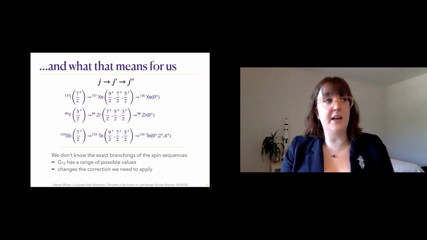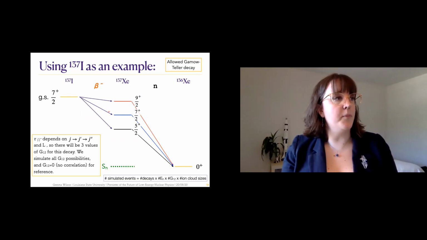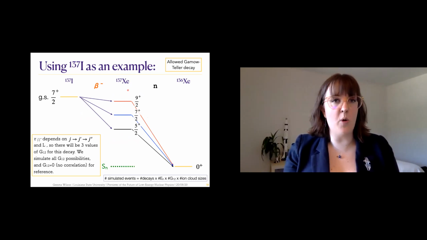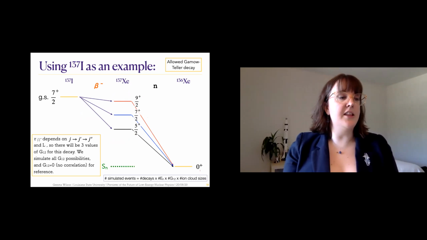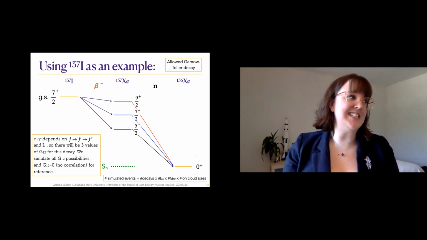So an example then is iodine-137. There are three options for the state in xenon-137 that could be populated, and then the ground state will be populated in xenon-136.